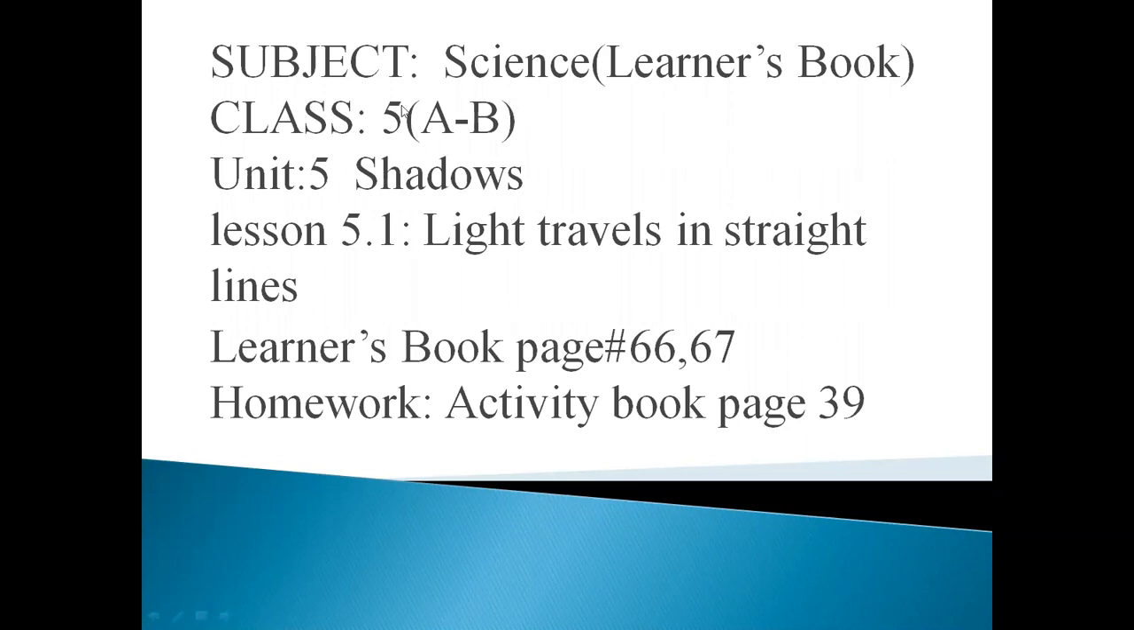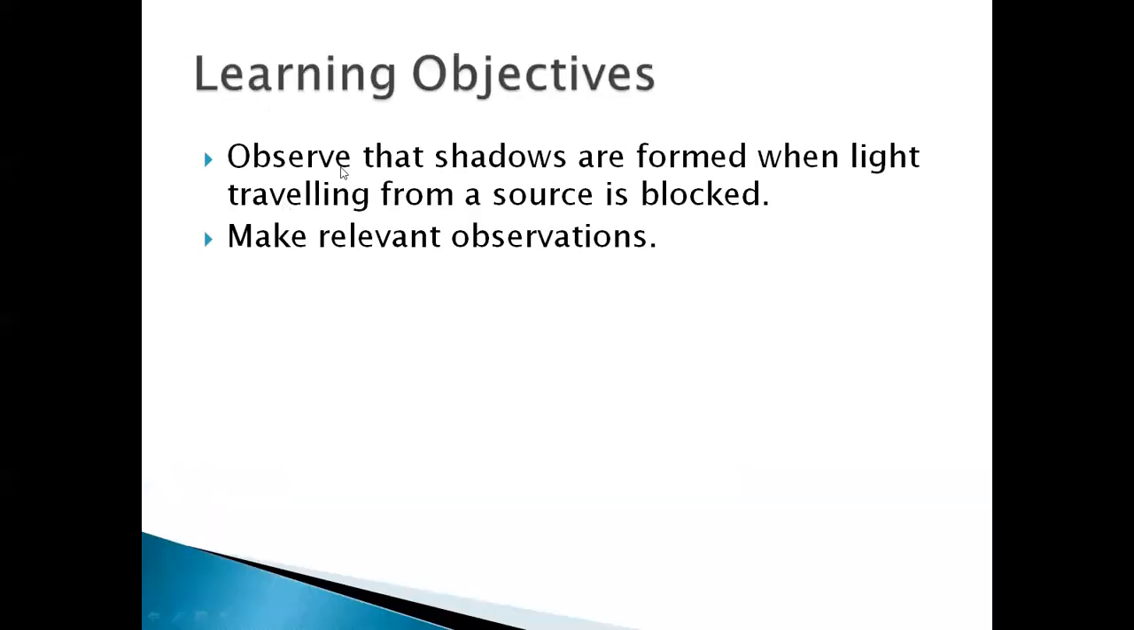Lesson subject: science, the new unit, Unit 5, Shadows, and Lesson 5.1, Light travels in straight lines. We talked about light in the previous unit, so let's continue our topic. Learner book pages 66 and 67, and your homework for today is page 39 from your activity book. Observe that shadows are formed when light traveling from a source is blocked, and also make different relevant observations.